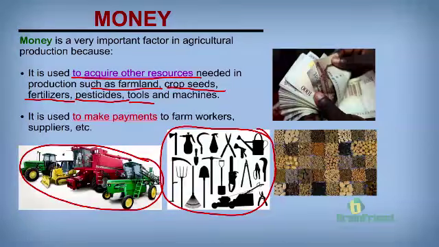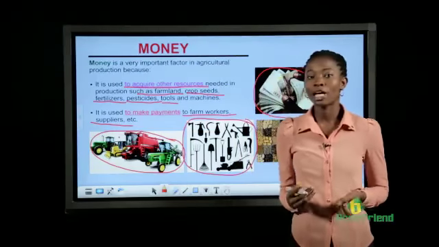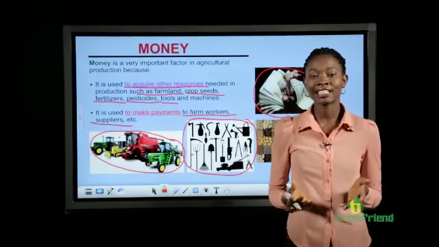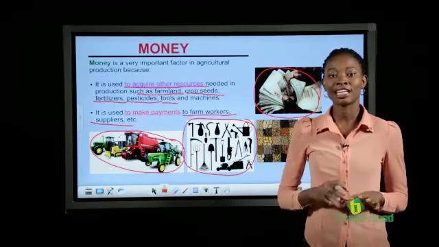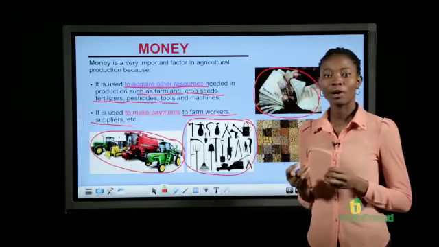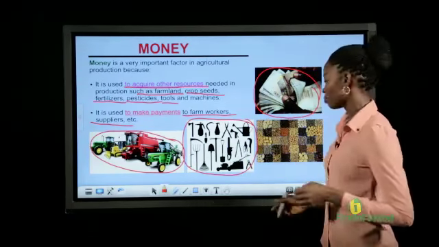They also need money to make payments. They make payments to farm workers, to suppliers. Suppliers are people that bring certain products to the farm, such as fertilizers, people that bring fertilizers and other products needed in the farm. Farmers will require money to pay them.